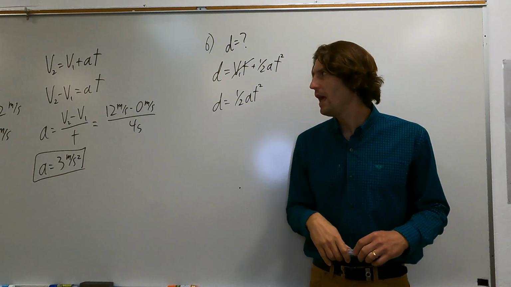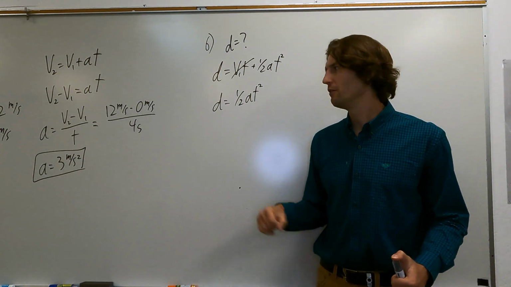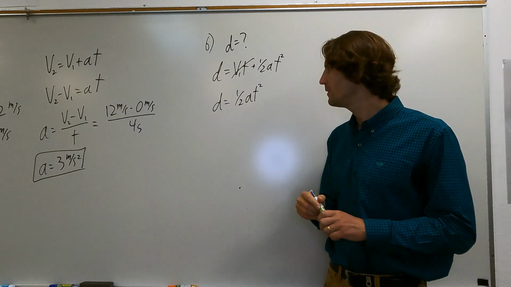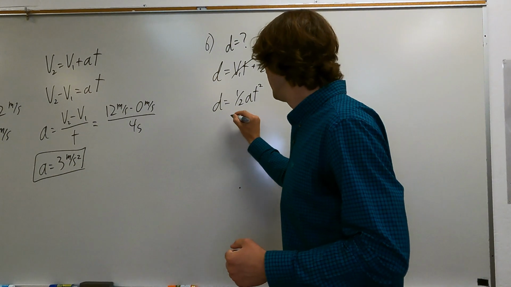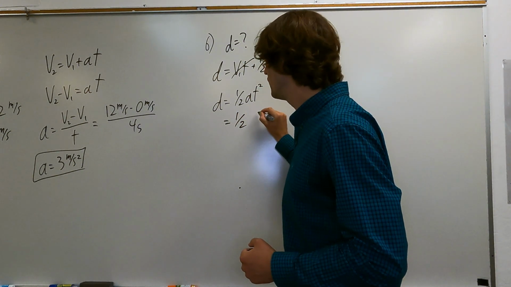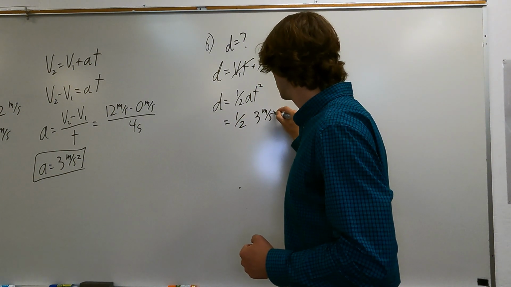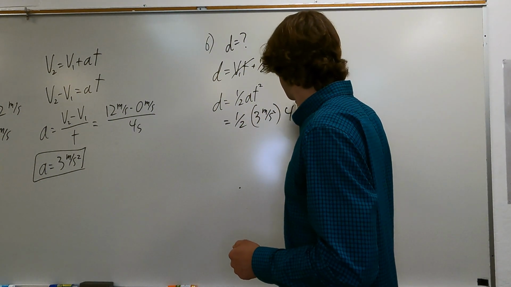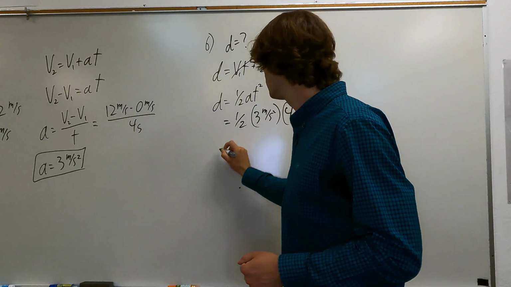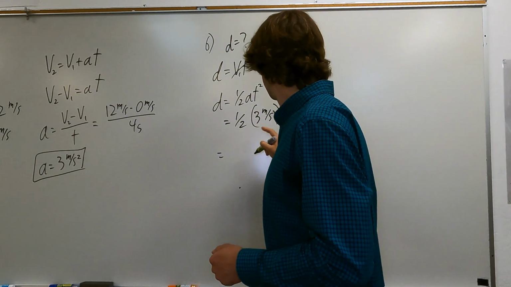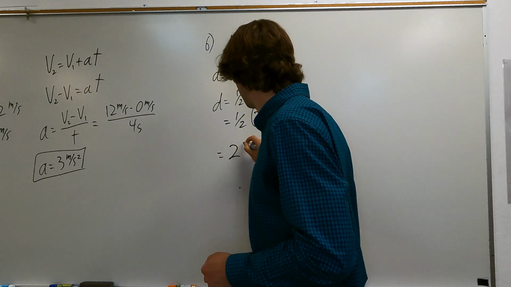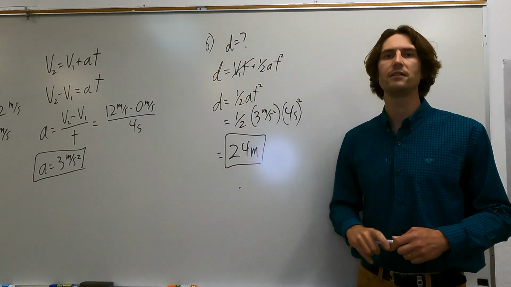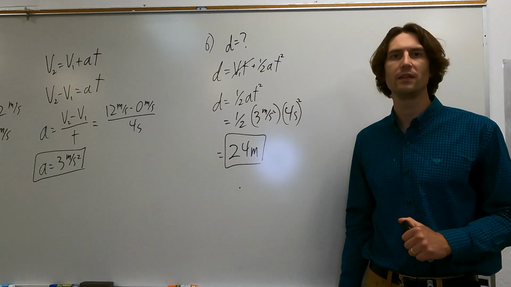Unlike in part A, I do not need to do algebra here, right? We are looking for D. D is already by itself, so this is honestly much easier than part A. And I can just plug in some numbers: 1/2, 3 meters per second squared, time is 4 seconds squared. And we get that the student travels 24 meters while making that acceleration.